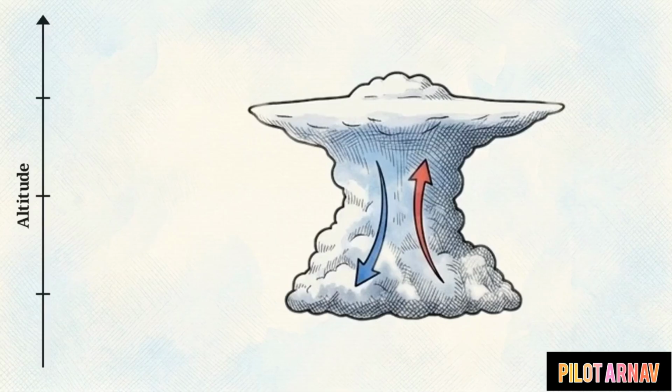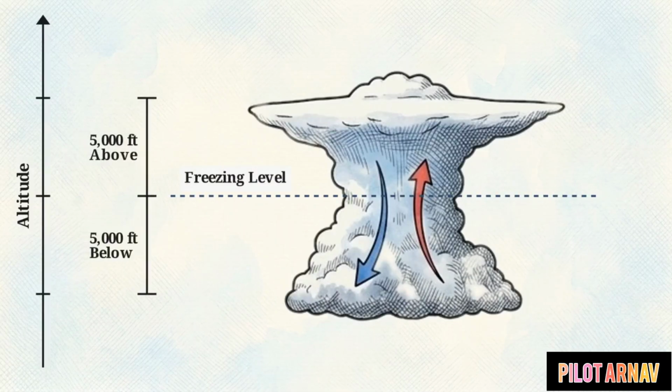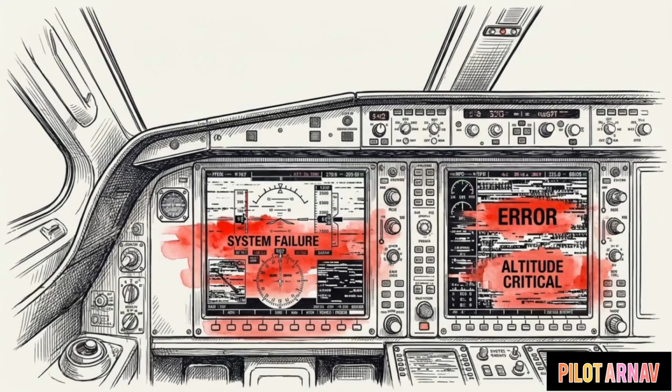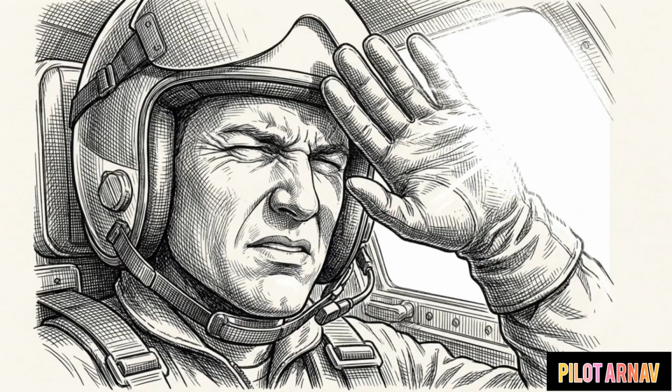For exam purposes, remember that lightning is most probable within 5,000 feet of the freezing level, where temperatures range from 0 degrees Celsius to -10 degrees Celsius and up to +20 degrees Celsius. For pilots, a strike can cause severe instrument degradation. The intensity of the flash also temporarily blinds the flight crew, destroying their night vision during critical maneuvers.